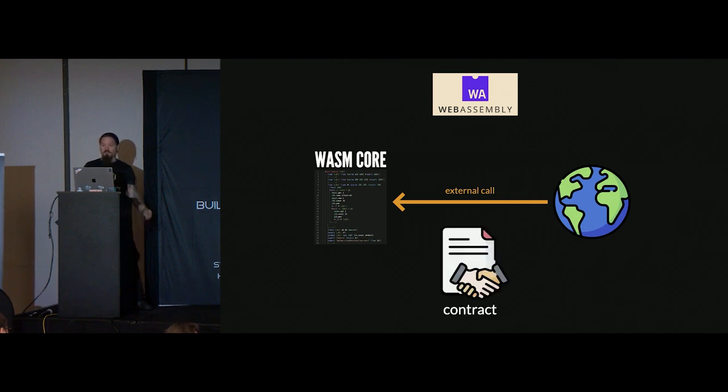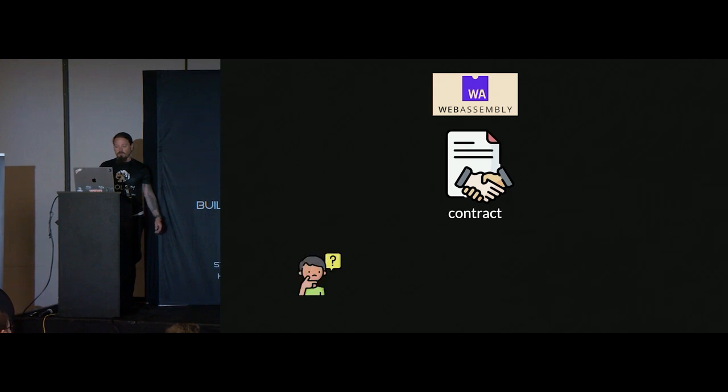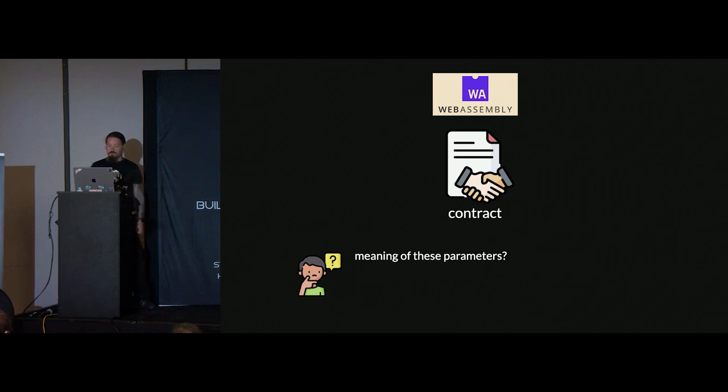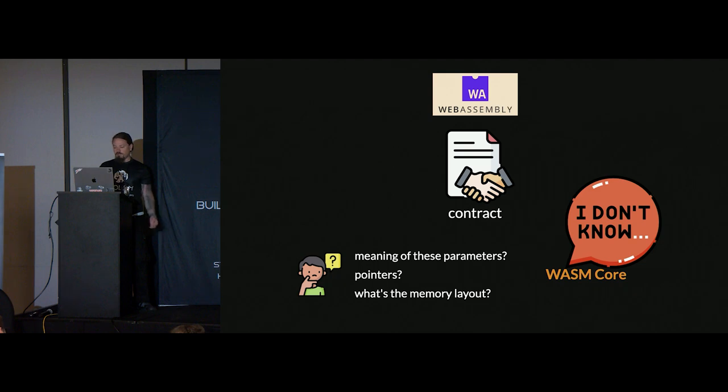But to do that, we need some kind of a contract. Why? The reason is, without a contract we don't know what is the meaning of the numeric parameters of these exported functions. Are they pointers? Probably they are. But if they are pointers, what's the required memory layout? Where should I put my data before I'm calling these functions? The core WebAssembly standard is not specifying this. It's something you have to figure out on top of it.